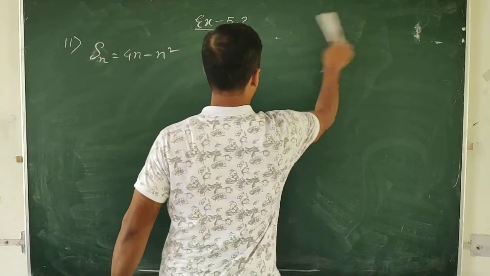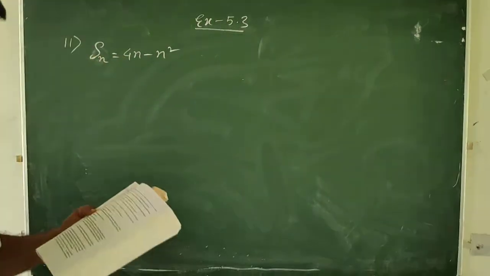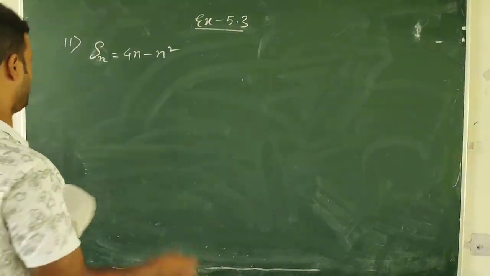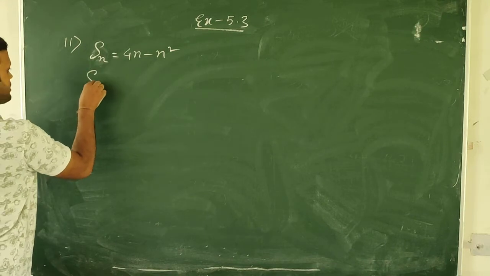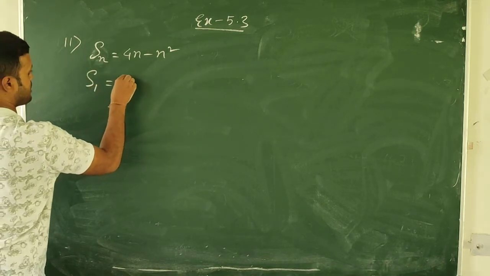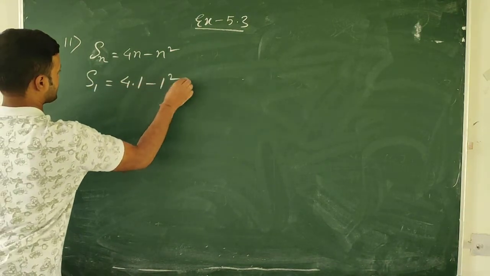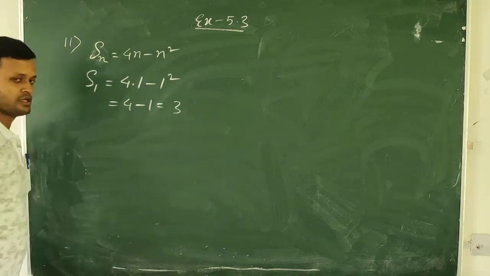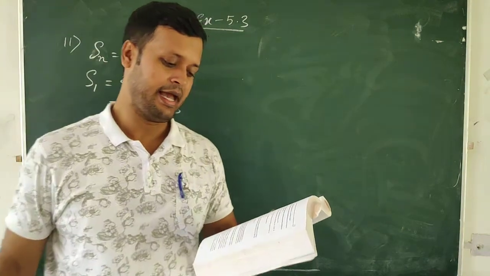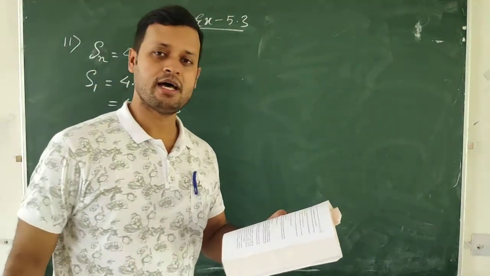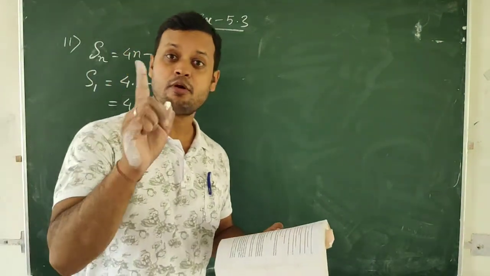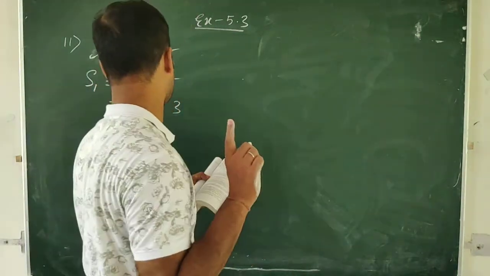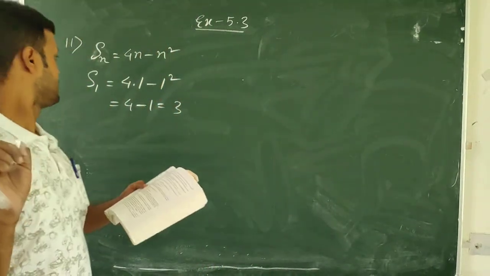So what is the first thing that we need to find out? What is the first term? So the first term will be S1. In place of n, we just put 1. So 4 into 1 minus 1 square. So 4 into 1 minus 1 is equal to 3. So S1 is 3. That means the sum of one term is 4 minus 1, yes, 3.